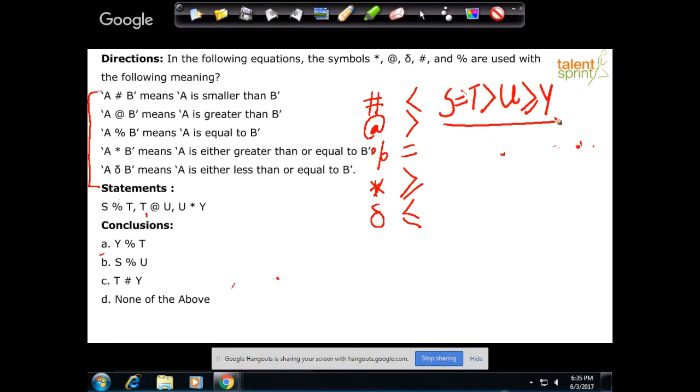All right. So Y percentage T. Y is equal to T. Is Y equal to T? No. Y is not equal to T. Not possible. S percentage U. Is S equal to U? Well, once again, S is not equal to U. T hashtag Y. T is less than Y. Well, T is actually greater than Y. Please notice here, hashtag means less than, smaller than, and here T is actually greater than Y. So therefore, this also does not follow. And the answer here is D, none of the above.